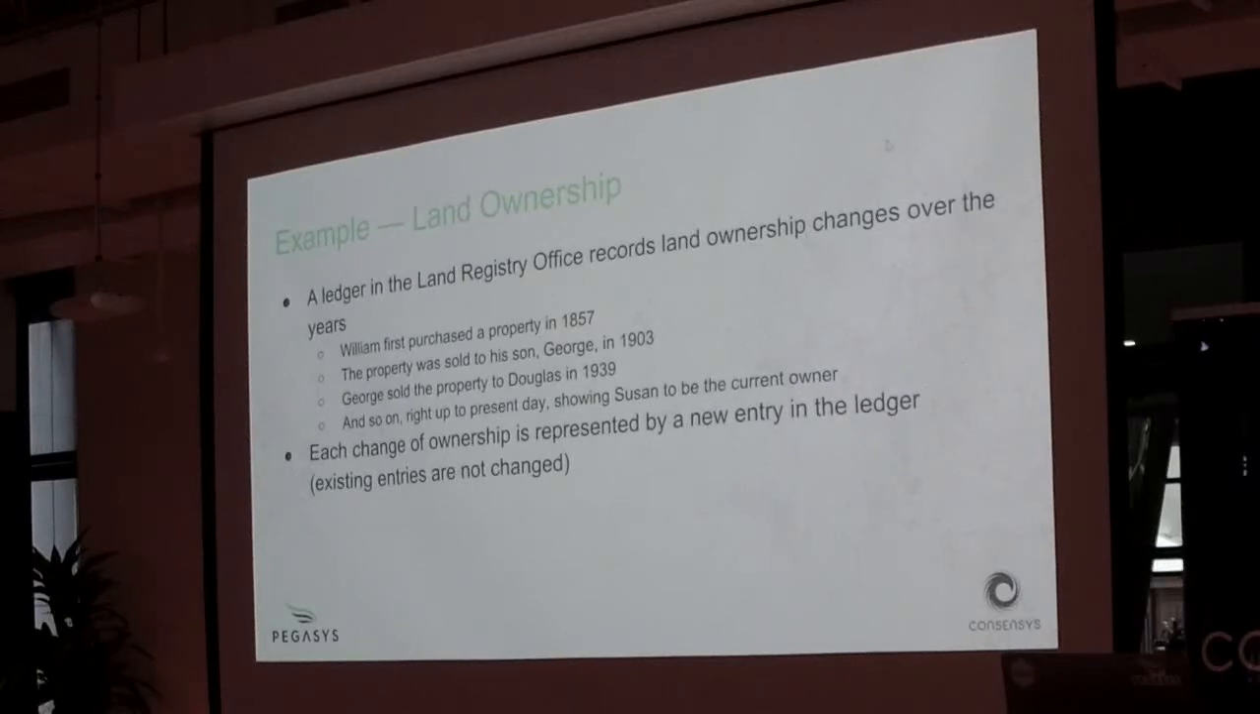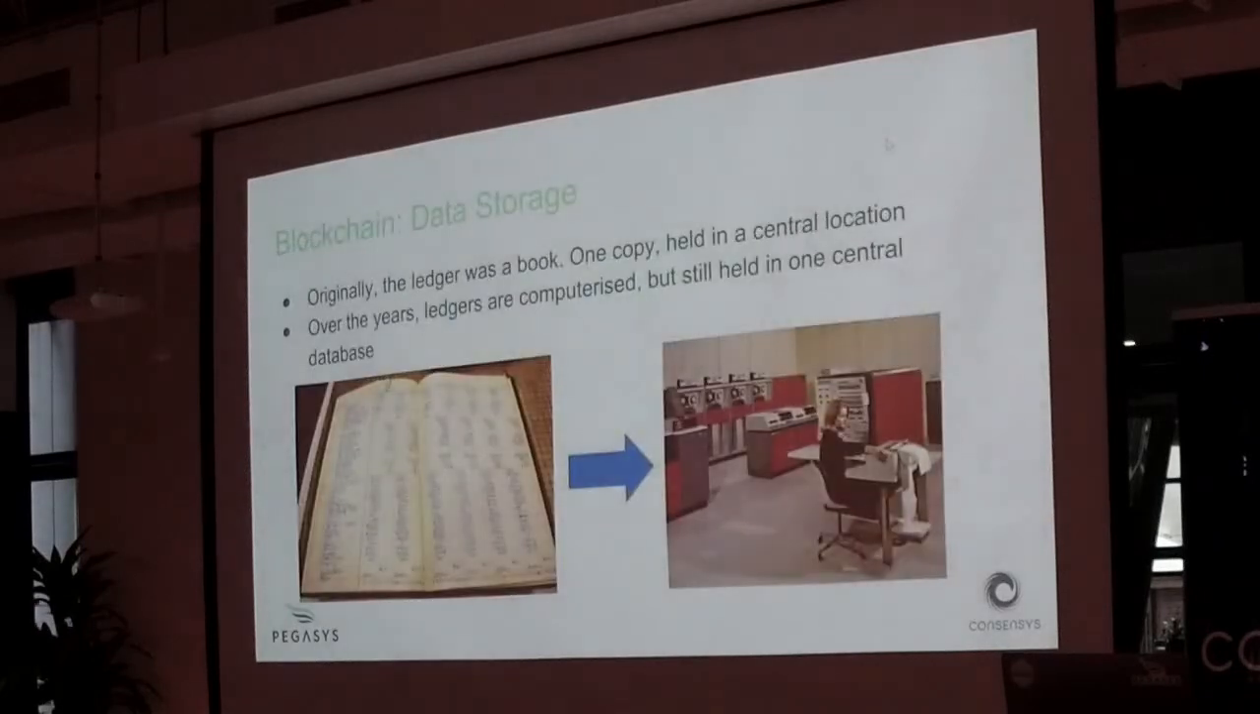So each change of ownership, we don't go back and erase an entry in the ledger and then put a new entry in. Each change of ownership is recorded as a new entry in that ledger. So in exactly the same way with blockchain. Over time, those ledger books, if you like, are then computerized. But they're still held in a central location. Over the years, we have one central database to record this information.